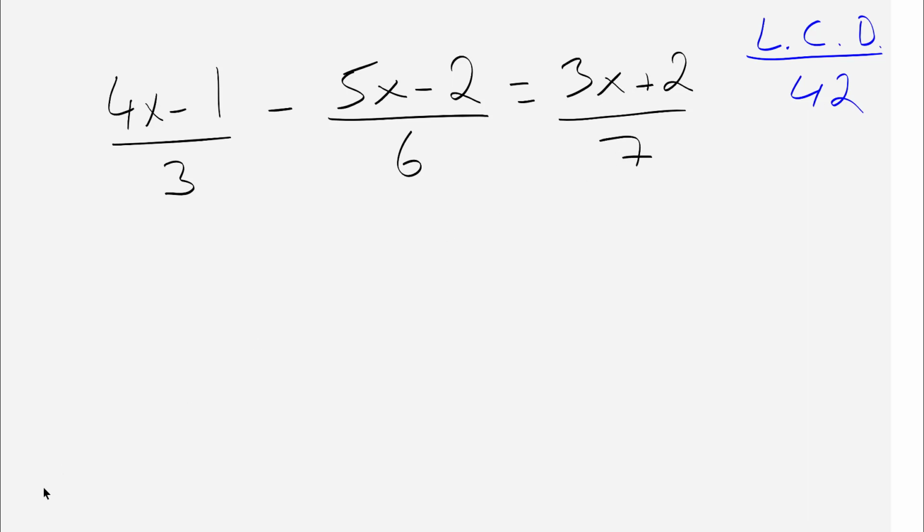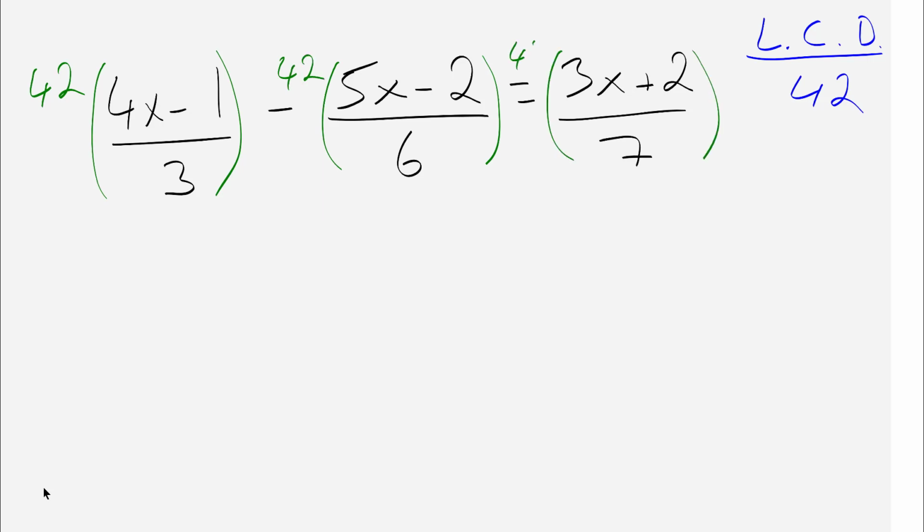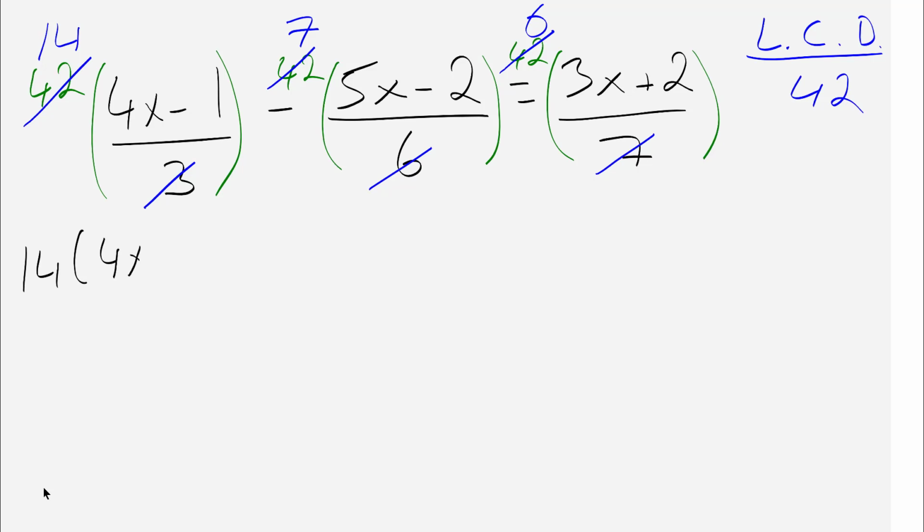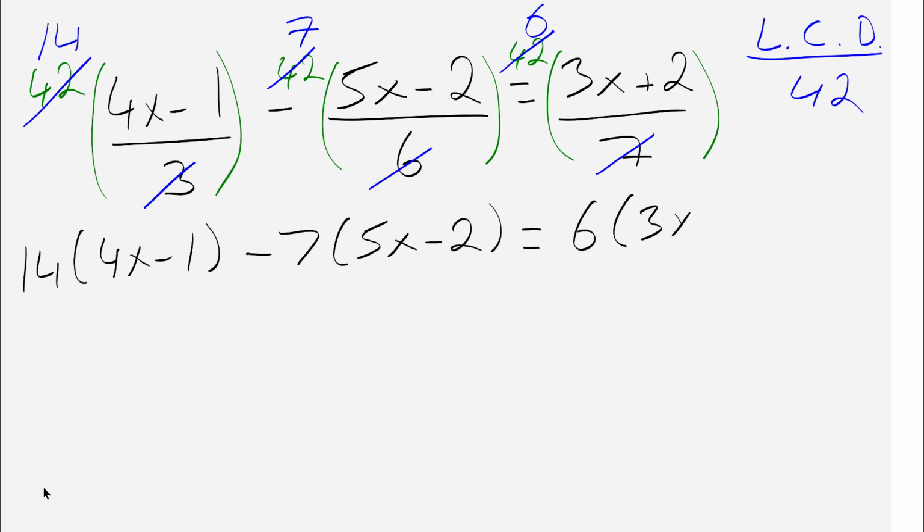So we take each term, we have 3 terms, and we multiply it by the common denominator, in this case 42. So each term gets multiplied by 42. And then we do our cancellations. 3 divides into 42 14 times, 6 divides into 42 7 times, and 7 divides into 42 6 times. So my next line will be 14 times 4x minus 1, minus 7 times 5x minus 2, is equal to 6 times 3x plus 2.